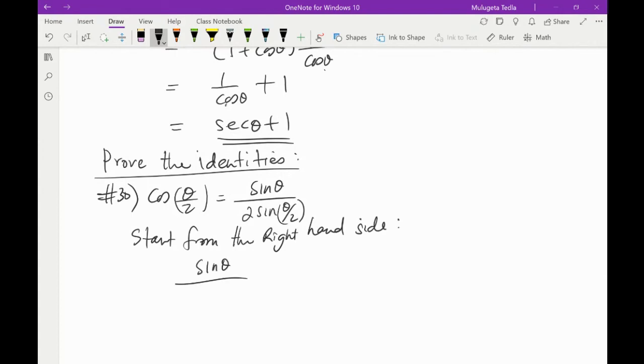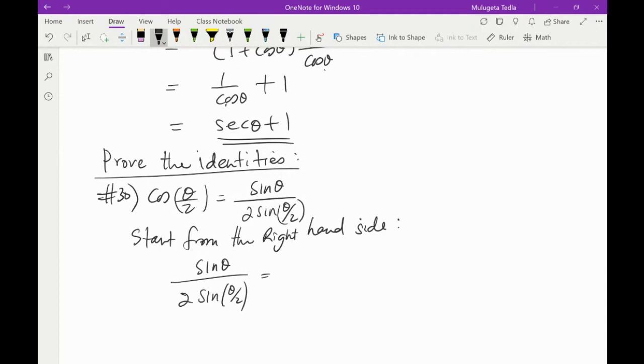Sine theta over 2 sine theta over 2. You might choose the other way. It doesn't matter, really. I appreciate you when you do it differently from mine. I appreciate that. Okay? You don't have to follow me in everything. You just have to learn from me and then develop your own skills if you can.